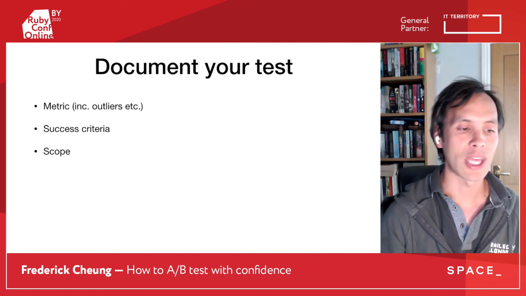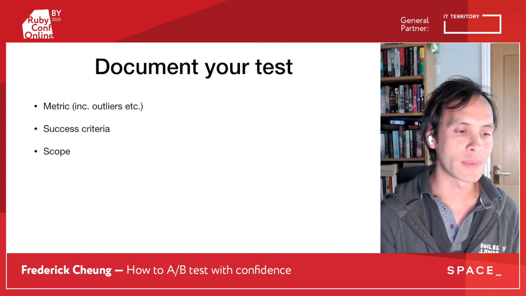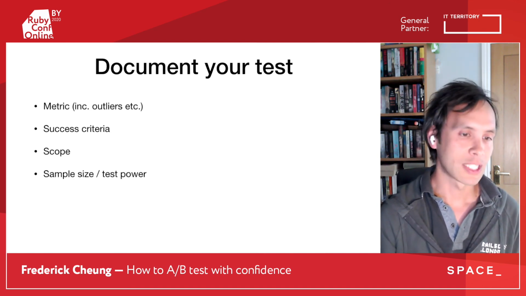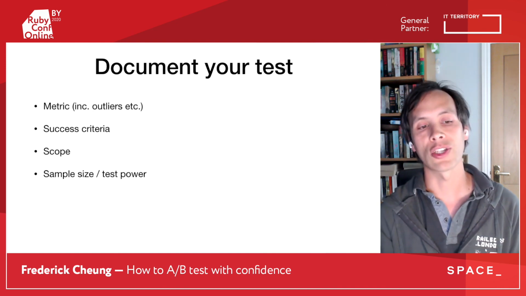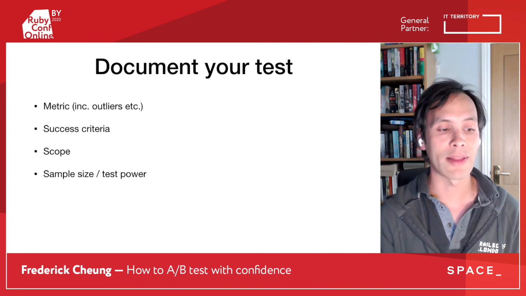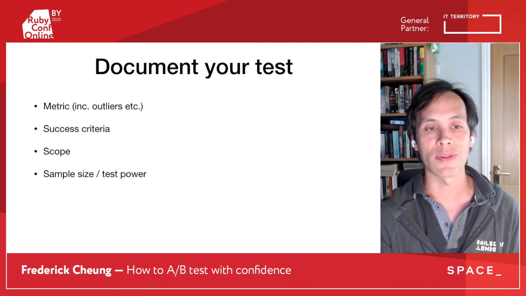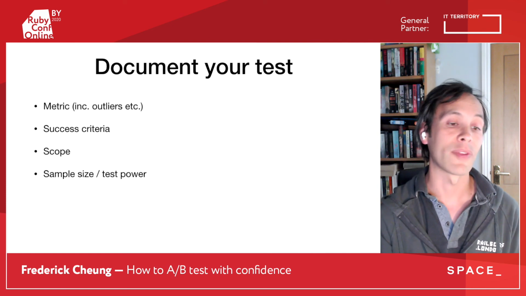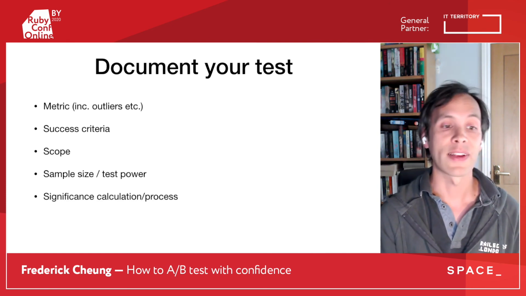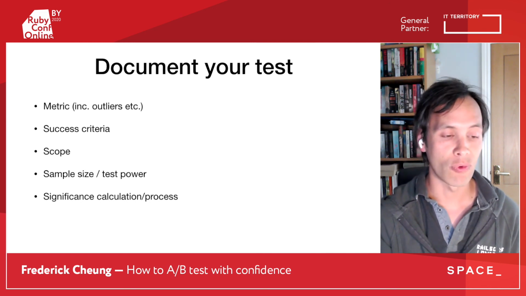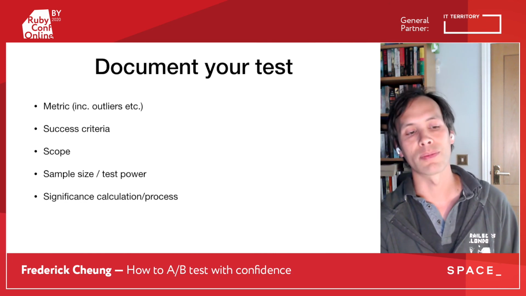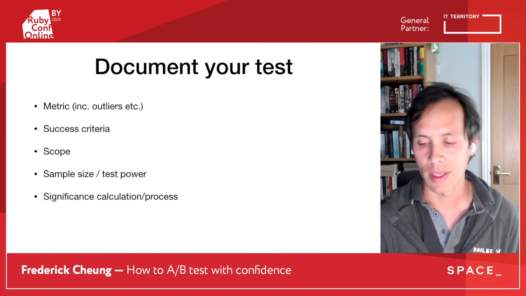Scope, so we mentioned that before. So is it running on all platforms? Is it running in all countries? Whatever it is, agree it. Sample size and test power, do those calculations ahead of time. We've had tests where we've started planning out the test and then realized it would take 3 months for the test to run. And that from a business point of view, that wasn't acceptable. A significance calculation process. So, write down how you're going to do that. Let people challenge you to say, actually, I don't think that's the right process given the metric you're measuring.